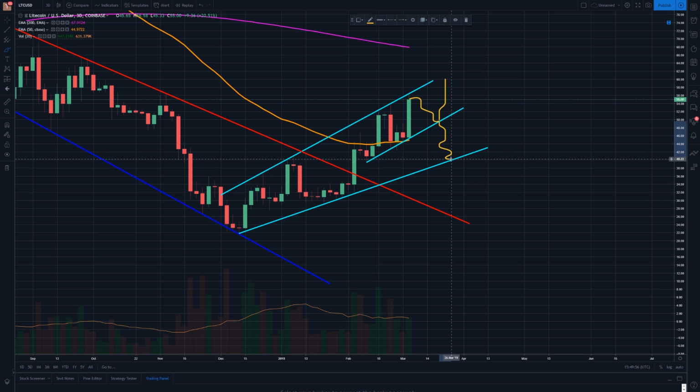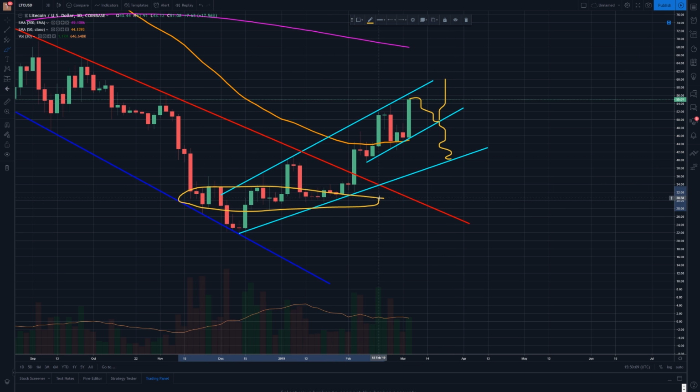Now, if it were to break down over here, I would be careful that maybe it does hold support, maybe it doesn't. But if it breaks support, then you're certainly going to be taking a hit on Litecoin, and I would assume that you'd fall somewhere into the area of this region around $30.